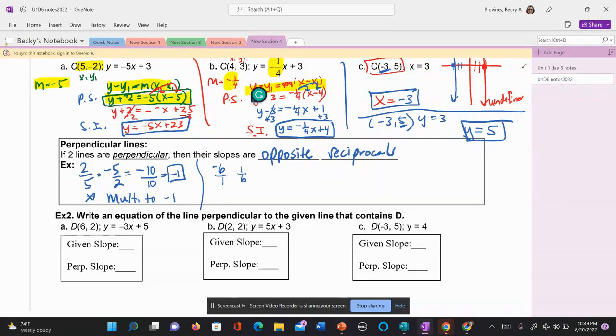All right, and let's do one more. And the pen's not working. Okay, what about 9/7? And so the opposite reciprocal would be -7/9.